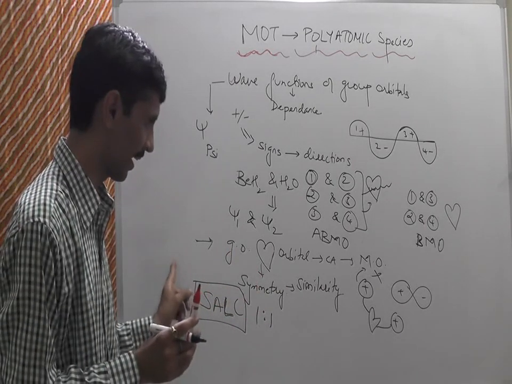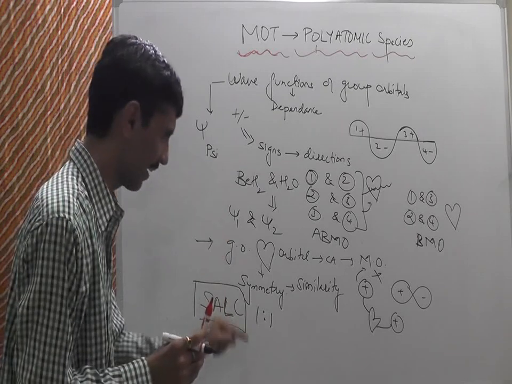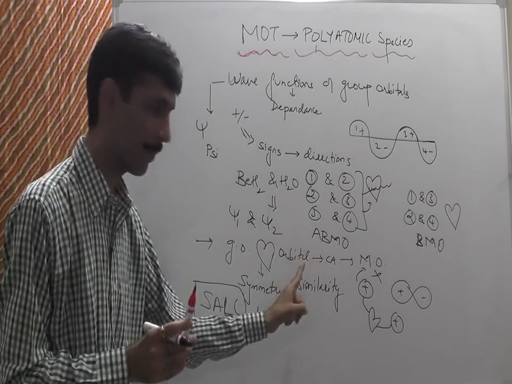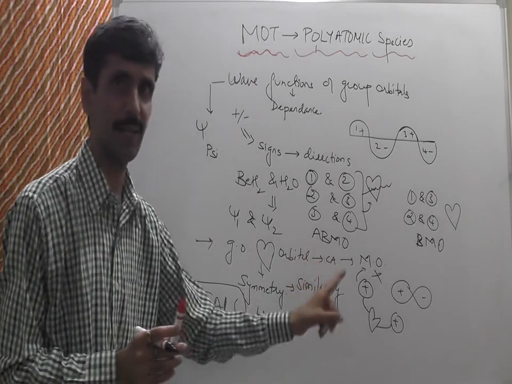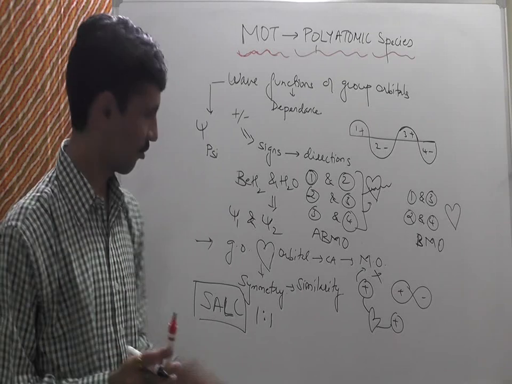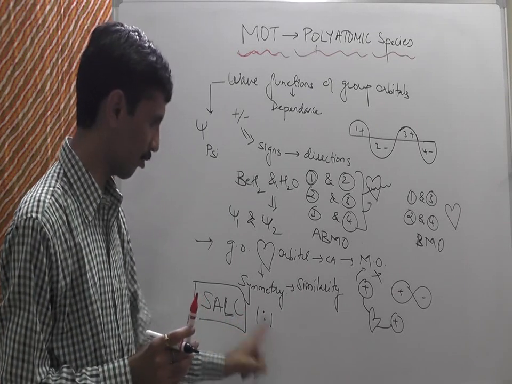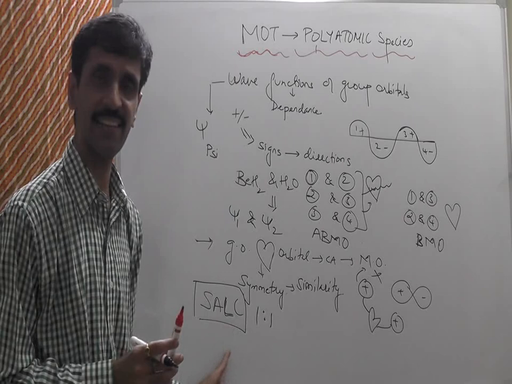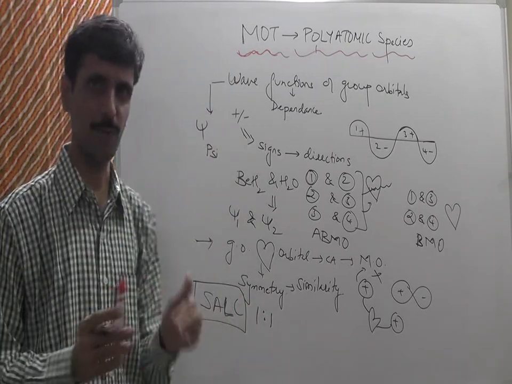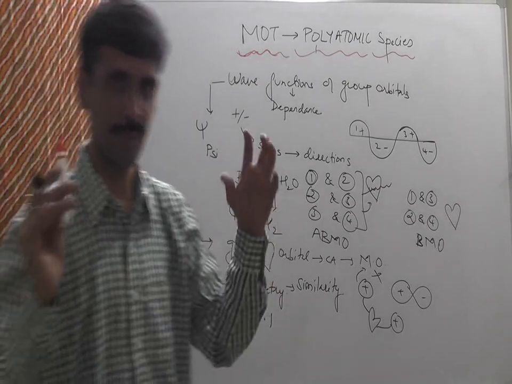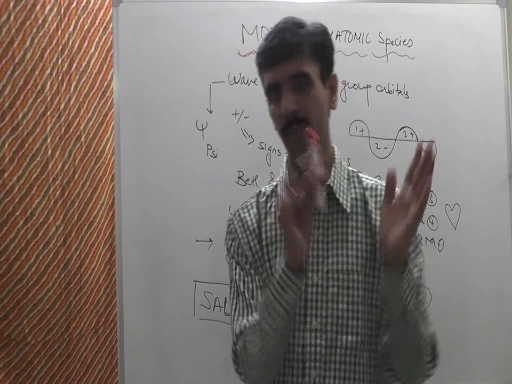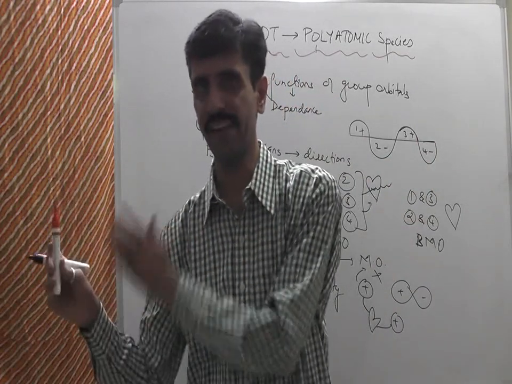सो कमिंग बैक ओवर हियर, इन दिस केस द कंडीशन इज वन ग्रुप ऑर्बिटल हैज टू बी ओवरलैप विद ओनली वन ऑर्बिटल ऑफ द सेंट्रल एटम. समझ में आया आप लोग को? सो दैट इज 1:1 रेशियो एंड दैट इज व्हाट LC इज, दैट इज लीनियर कॉम्बिनेशन. ठीक है, तो ये पूरा जो भी स्टेप्स मैंने बताया है, उस मेथोडोलॉजी को हम लोग बोलते हैं SALC मेथड, दैट इज सिमेट्री एडेप्टेड लीनियर कॉम्बिनेशन मेथड.